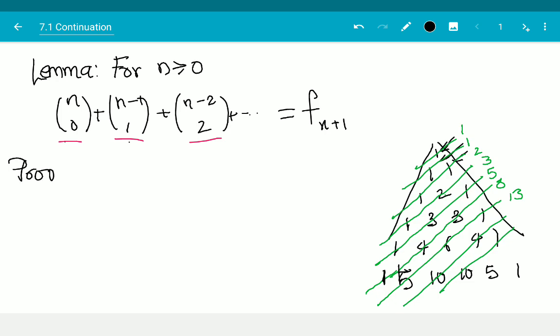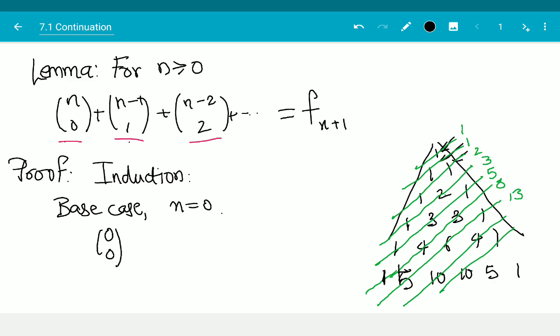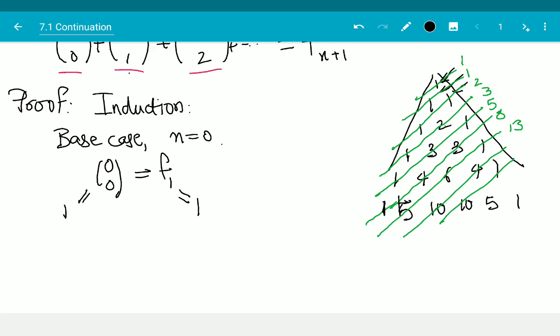Well, the proof is again going to be via induction. Okay, so base case, n is equal to 0. Well, when n is equal to 0, I get 0 choose 0 is equal to f of 1, which is correct because this is equal to 1 and this is equal to 1 too, right? So things are matching up.